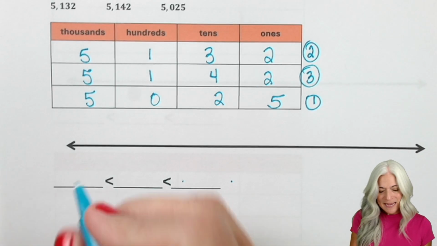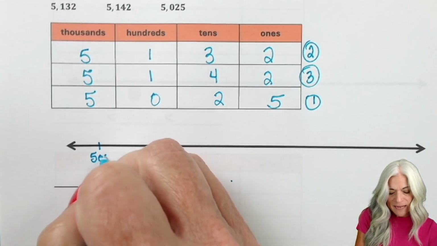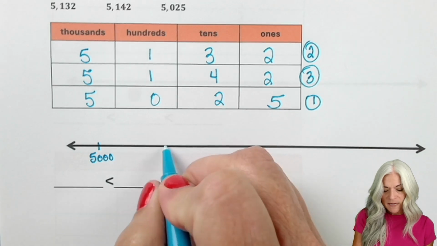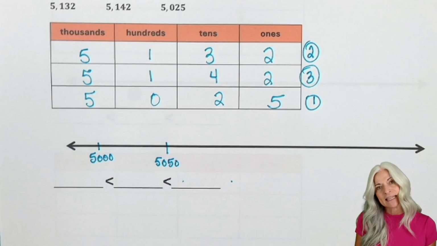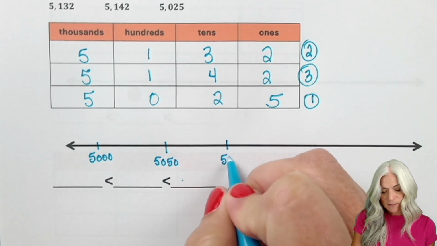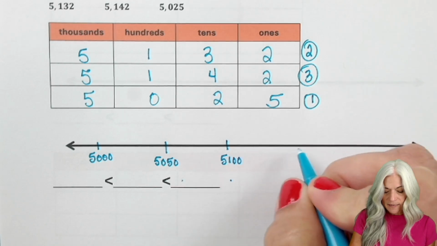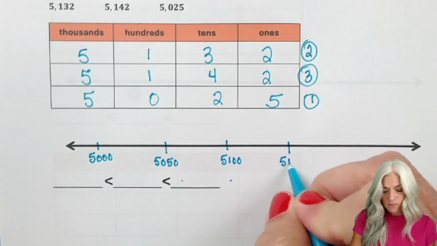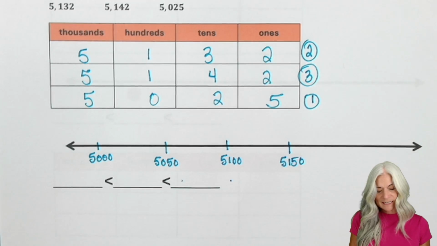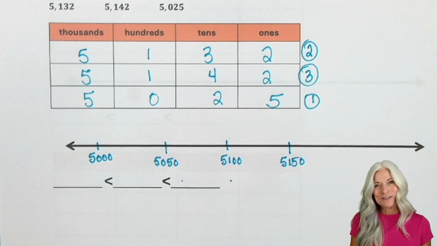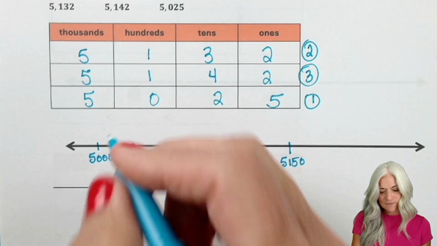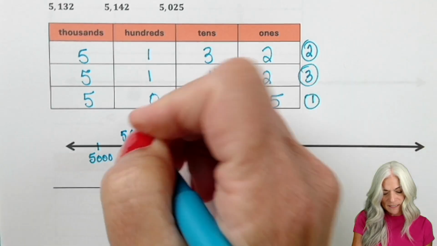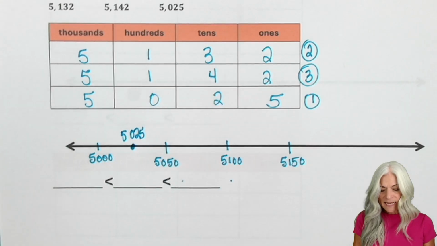Okay, let's talk about the number line. If I start with 5,000 and then maybe next I go up by 50s, 5,050, I think that would work. Then 5,100 and then 5,150. What great practice for your students. Okay, so we start with 5,025, which is right in the middle of 5,000 and 5,050. So 5,025.